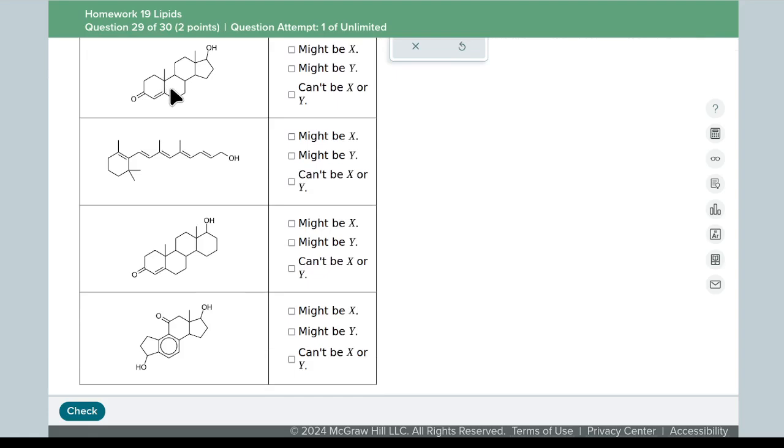Here's our 6, 6, 6, 5 ring structure. It could be X or Y. Here's something with a completely different structure. This looks like retinol. Can't be X or Y. Here's our 6, 6, 6, 6 structure. That's not a steroid. And here's our 5, 6, 6, 5. Again, not a steroid. So that's all this problem is asking.